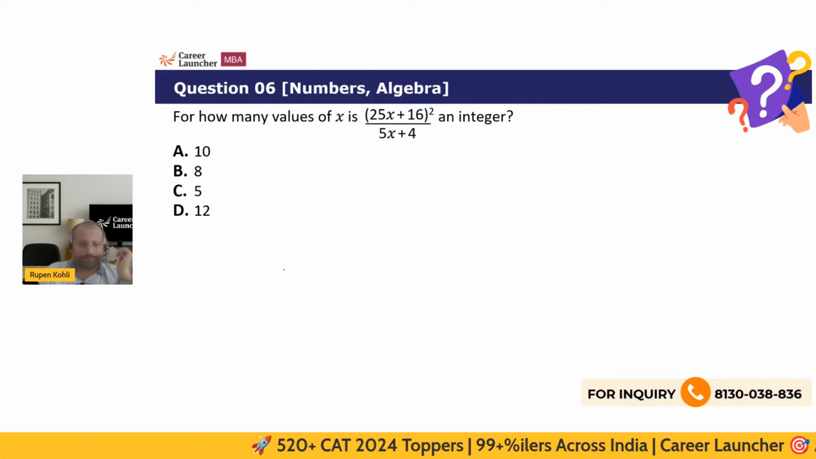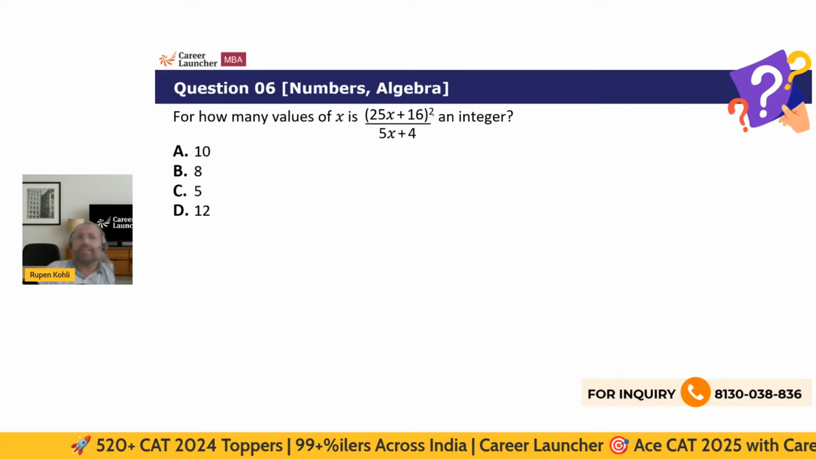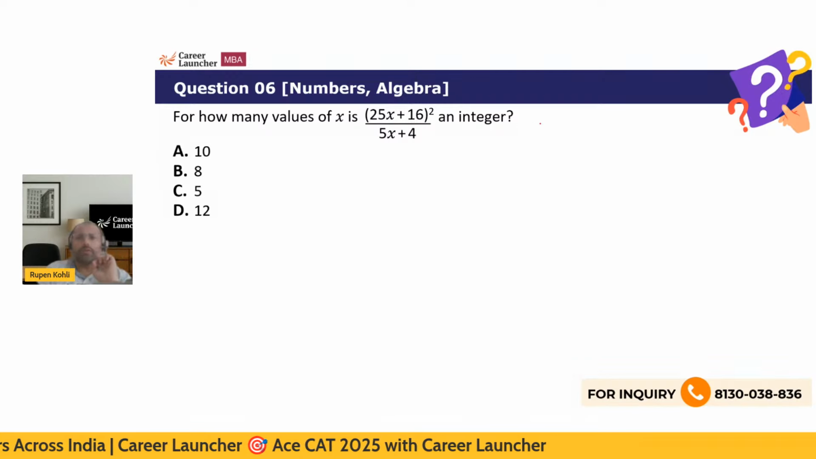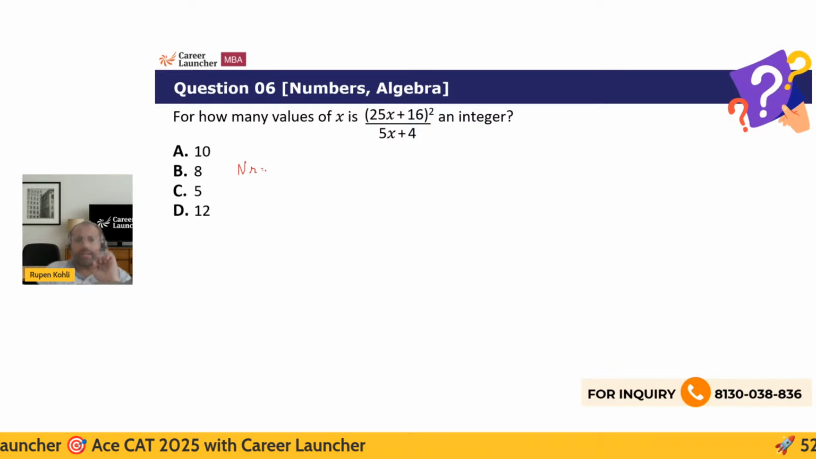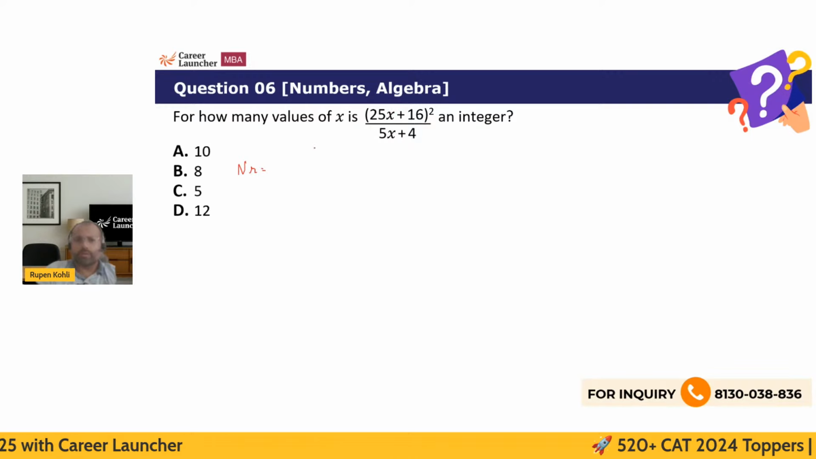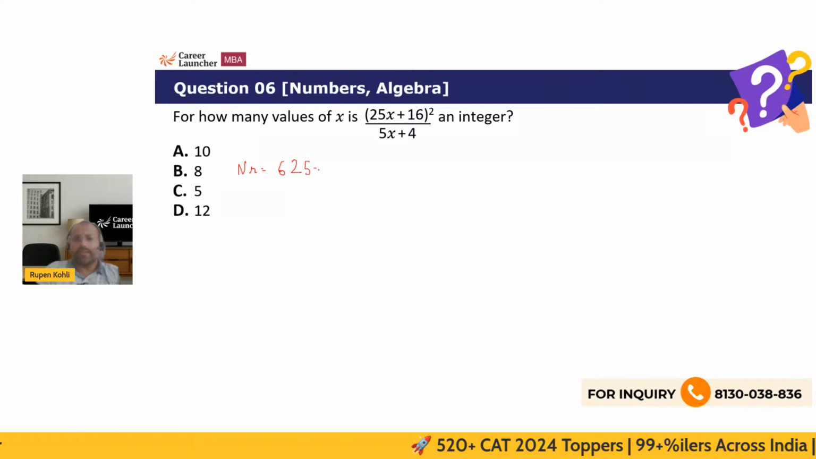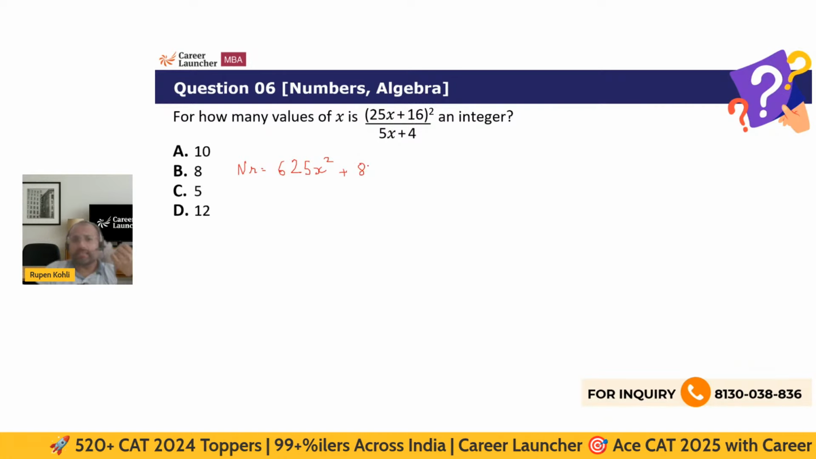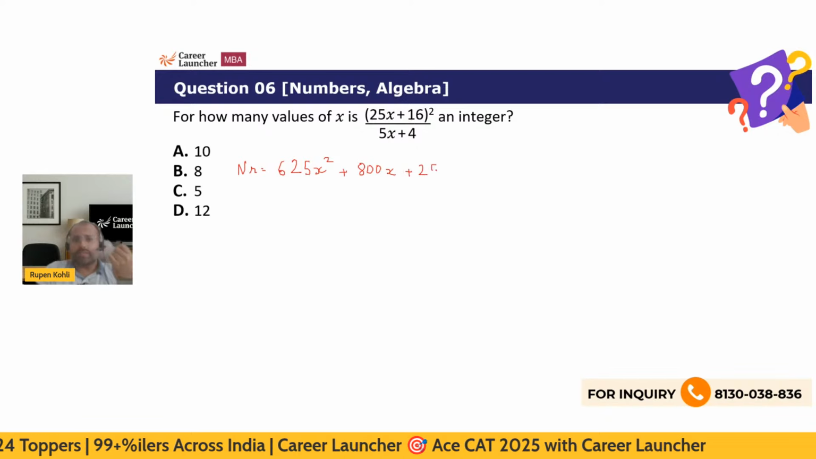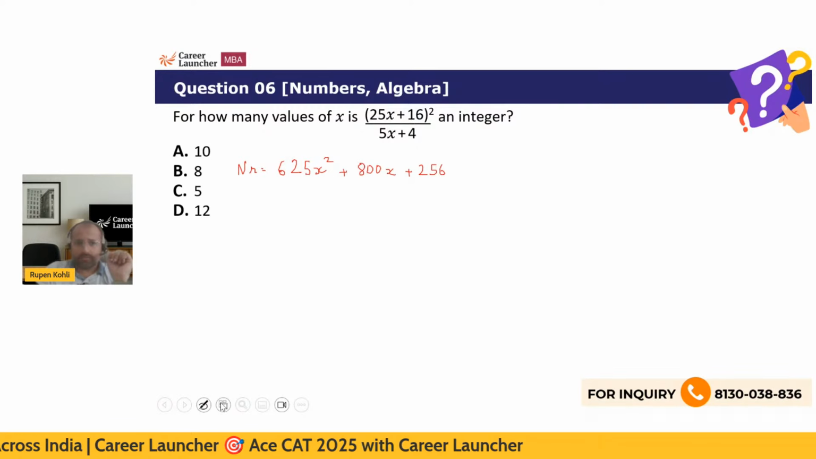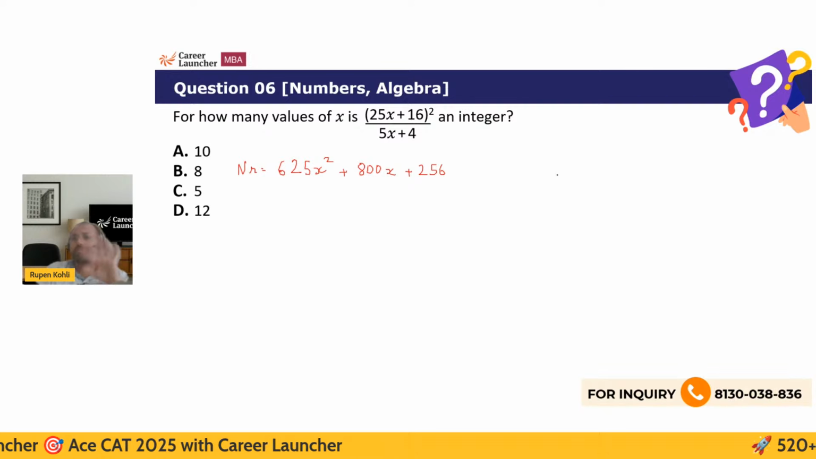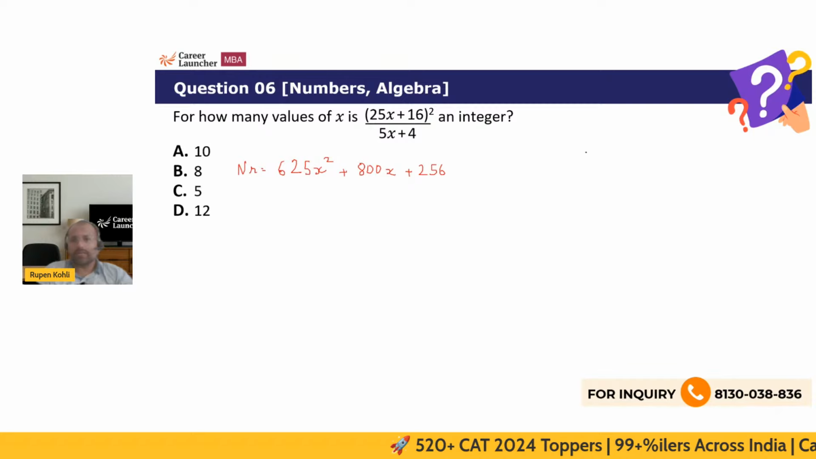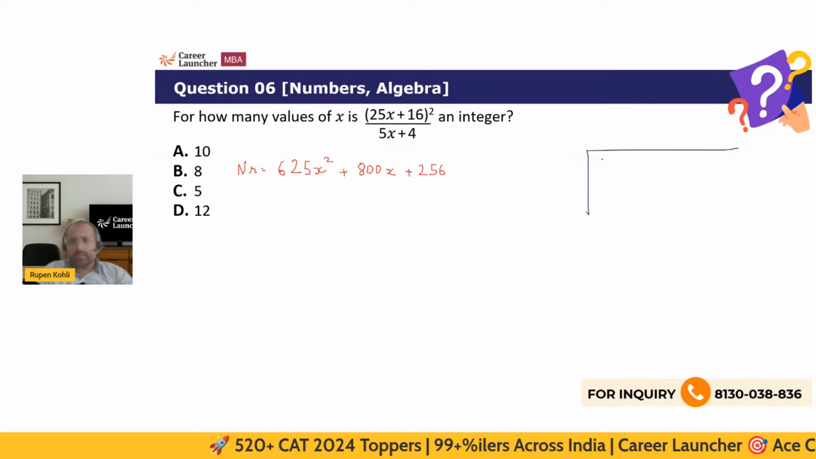Let's see. So first we'll expand the quadratic and then we'll divide, right? All of us know polynomial division. That is what we need to do. So the numerator is nothing but a plus b whole square, so 25x whole square, so 625x square, plus 2 into 25, 50, 50 into 16, 800x, plus 16 square, 256. So we need to divide this with 5x plus 4, get the quotient, get the remainder, polynomial division, so that we can separate out the integer part. So let's do that, right?